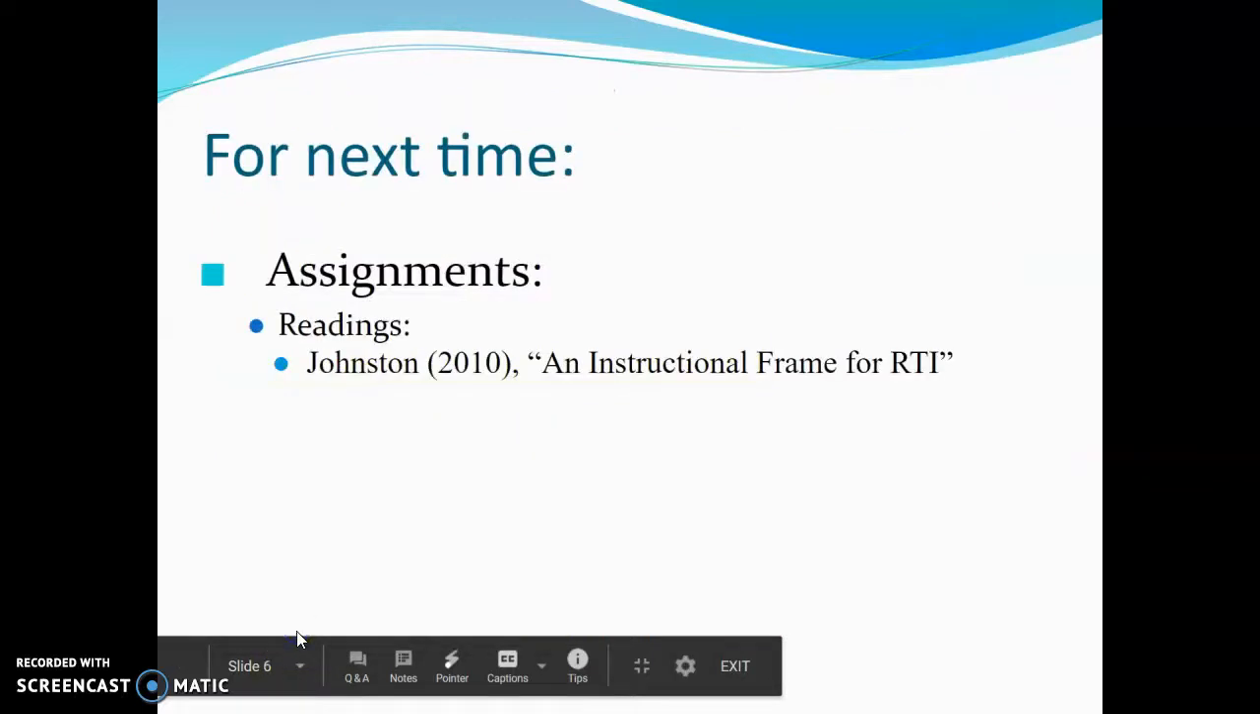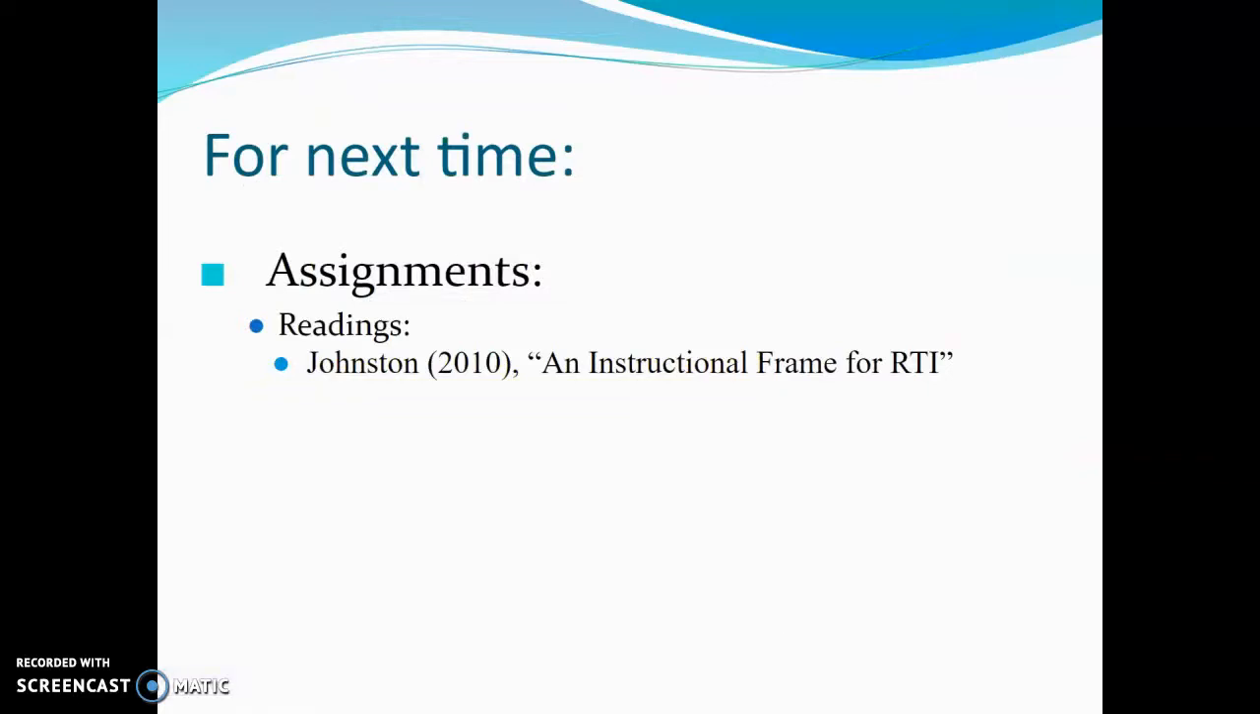So for next time, what I'd like for you to do is to move on to week 11 and do your readings, the Johnston reading, an instructional framework for RTI.